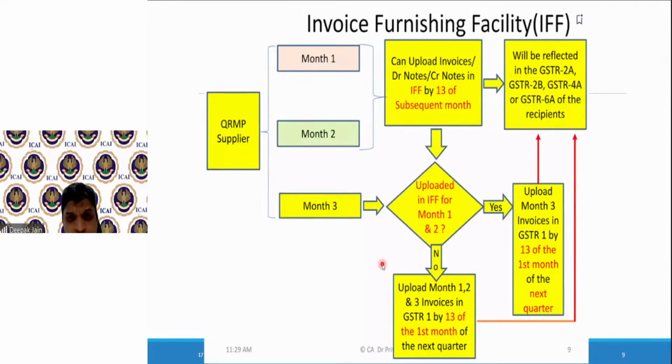Sir, I have issued an invoice dated 1st April, but I'm filing the details in June QRMP. Is the taxpayer liable to pay interest? Yes, somebody has asked this question. Same thing, Sri Lakshmi: if you have reported in April, but you're paying taxes in June, then you have to pay interest for that.